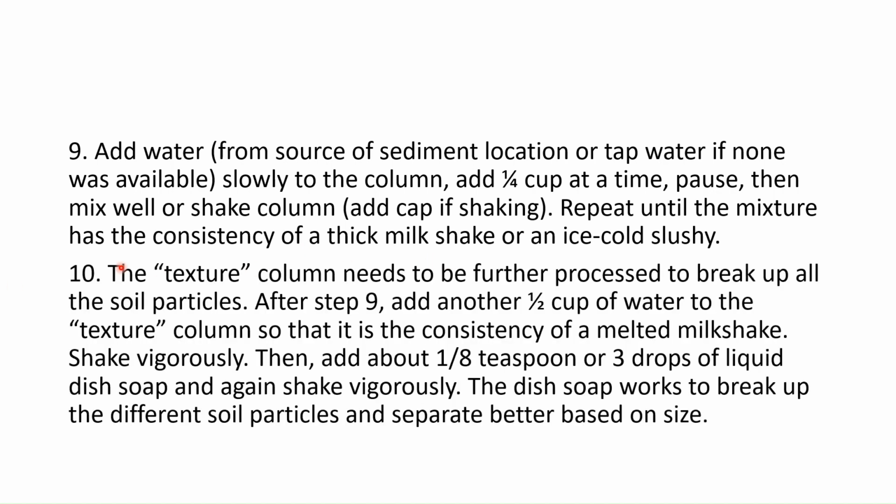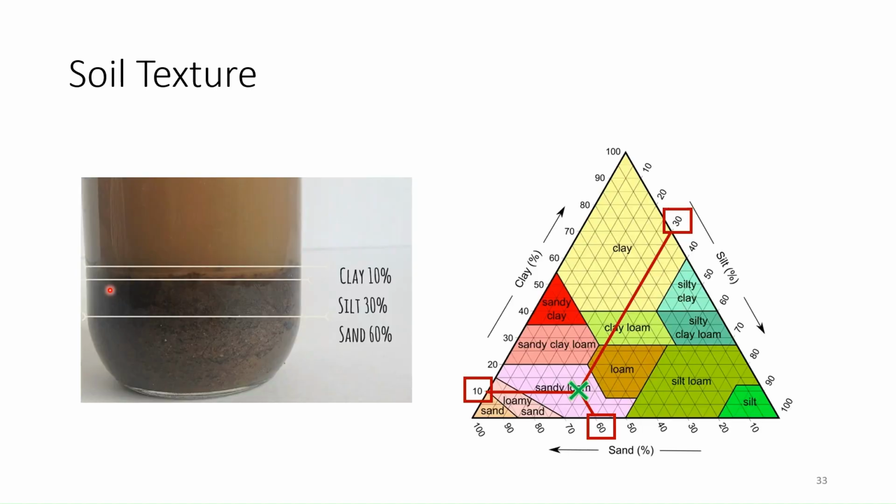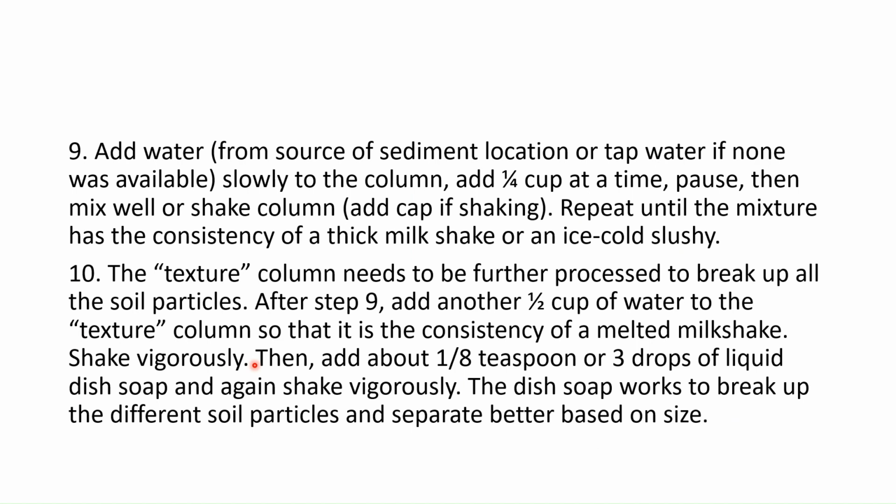And this is different than the texture column. The texture column gets treated differently. In order for you to get all of these particles broken up from each other, so there's no longer any clumps, they're broken down to the individual pieces of sand and silt and clay, we need to add a little bit more water than the other columns. So you want to add another 1/2 cup roughly. You want the consistency of a melted milkshake, so it's pretty runny when you turn it up and when you invert the bottle upside down. And you want to shake this one up really well to break up all the particles.